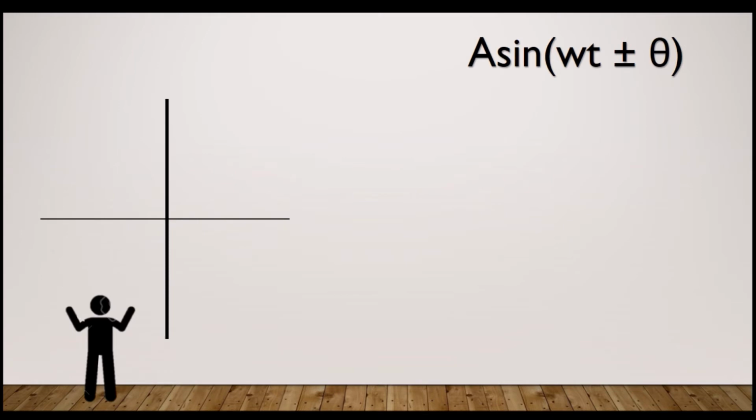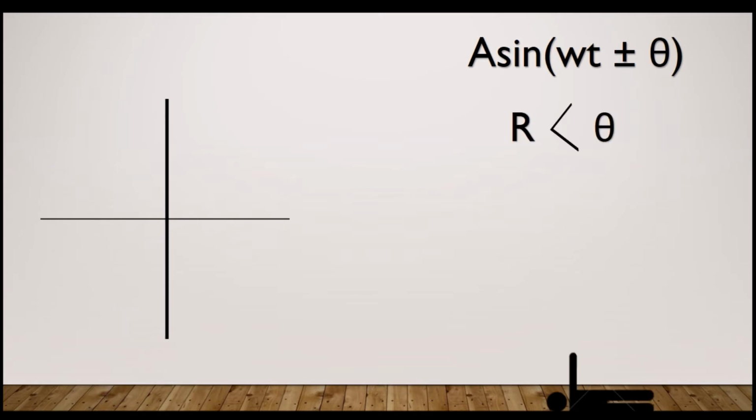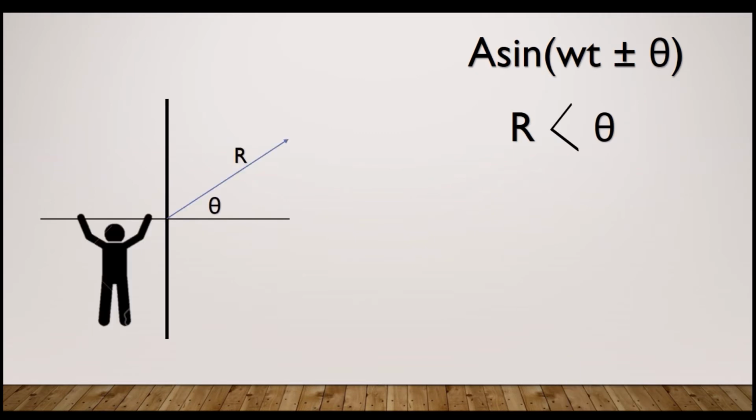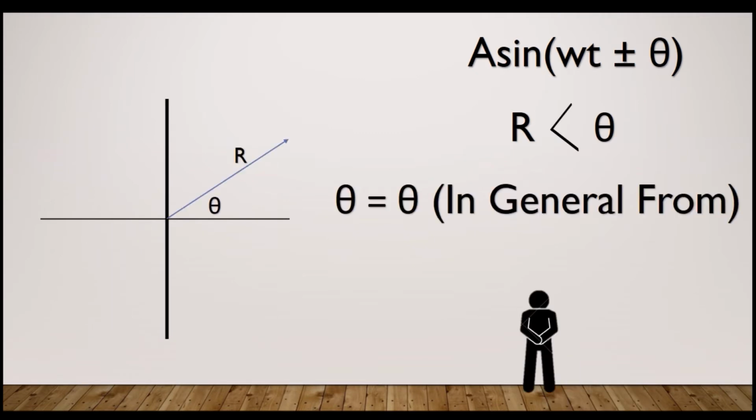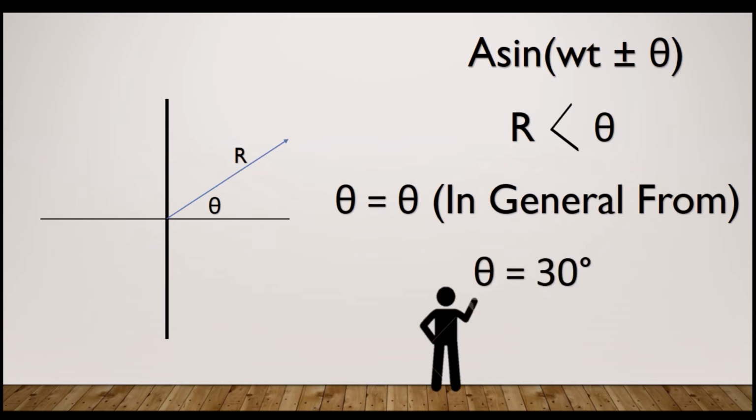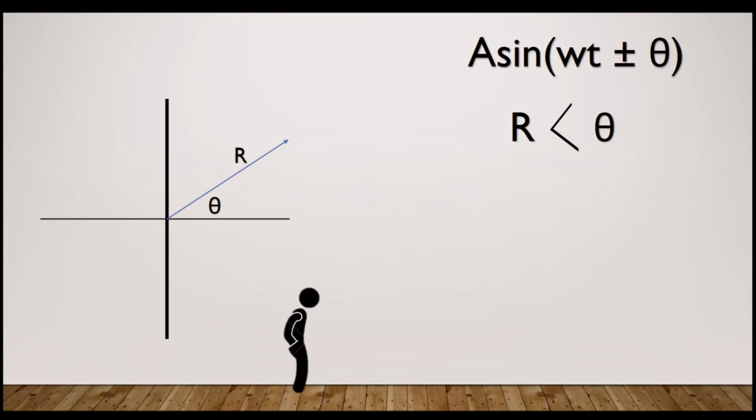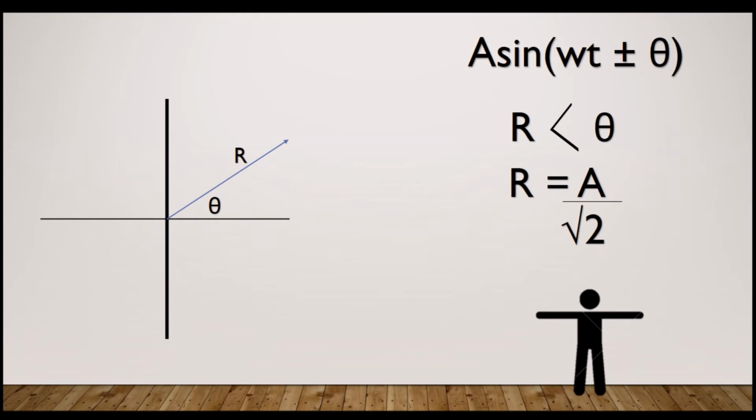To convert to polar form, we must look at an axis and the general form, which is r and θ. Theta in both equations is the same, hence we can say that θ in the polar equation is 30 degrees. But to find r, we must divide the peak value by root 2.